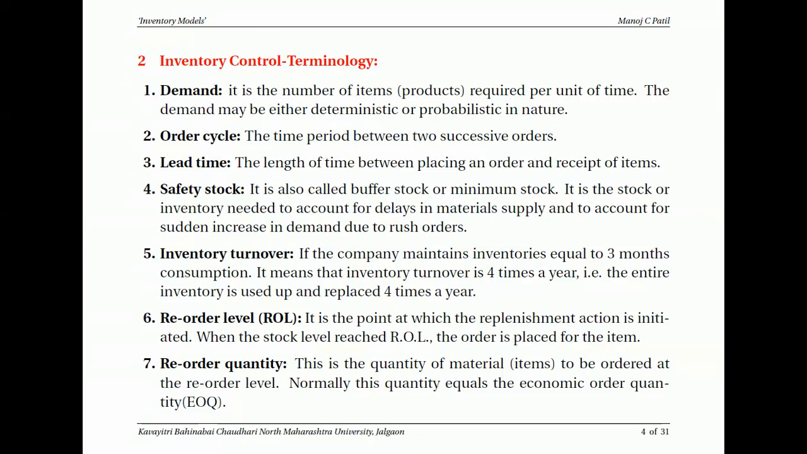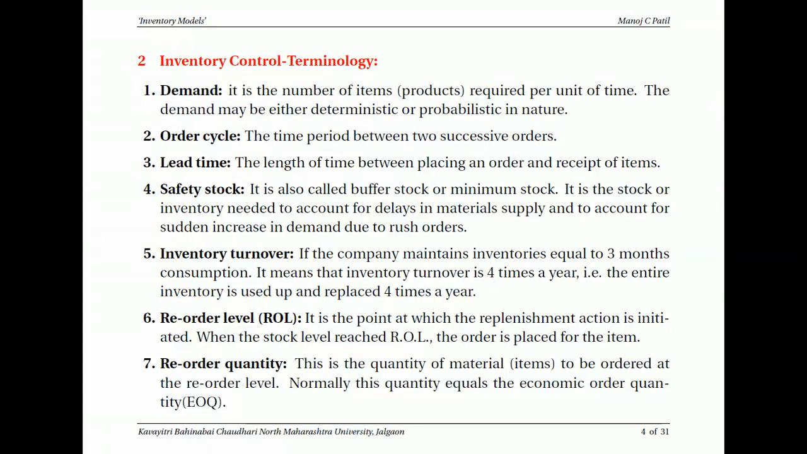Then ordering cycle. Suppose that the shopkeeper is calling the supplier and asking for 100 kilograms of ice cream. Then for the year, there are 12 such orders, one per month. So here the ordering cycle is a month, the time between two successive orders. Lead time: he orders the supply of ice cream, he receives the order, and the difference between both is called the lead time.